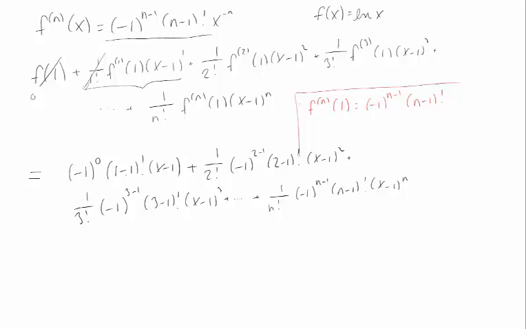This 1 minus 1, 0 factorial, remember that's just 1. This is also just 1. So my first term is x minus 1. For my second term, this minus 1 to the 2 minus 1, that's minus 1, so it's going to be negative. And I have 1 factorial over 2 factorial, which is 1 over 2. For my third term, this is minus 1 squared, so that's just going to be 1. And 2 factorial over 3 factorial, that's just going to be 1 over 3.